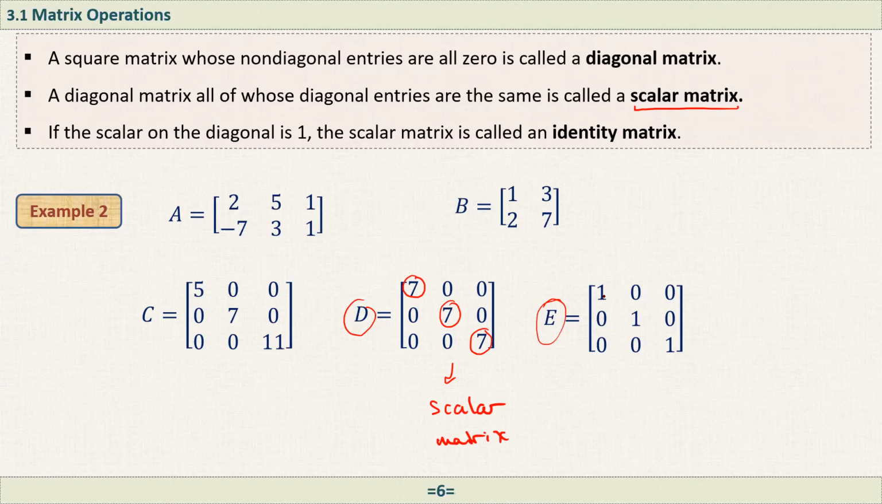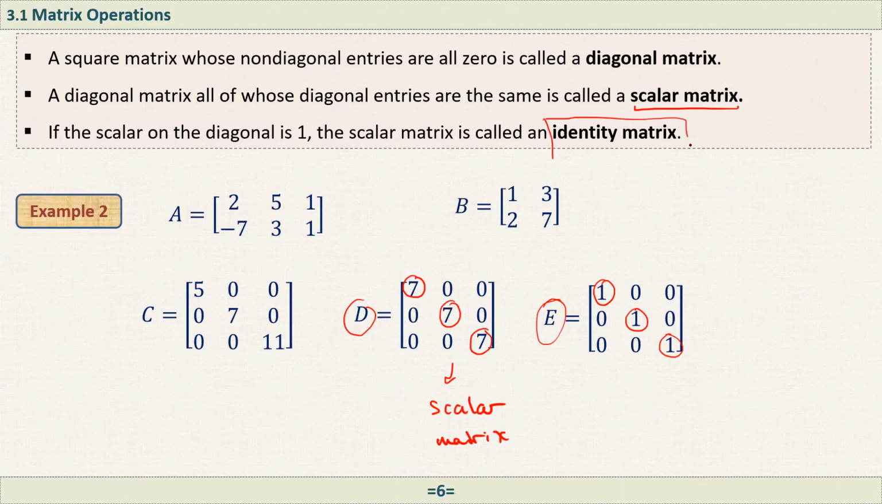And also this one, right? As you see here, all the entries in the diagonal are equal. That's also an example of a diagonal matrix. If the scalar on the diagonal is 1, the scalar matrix is called an identity matrix. You should know this very well. We are going to use this a lot.